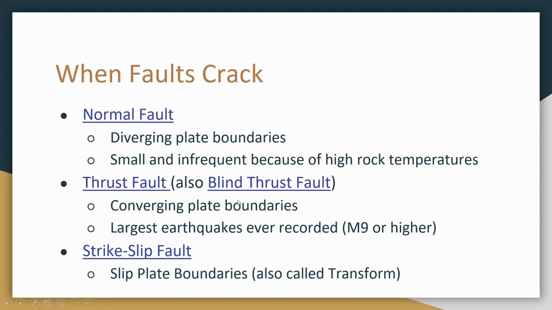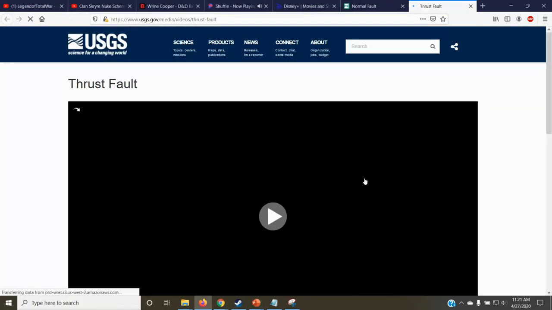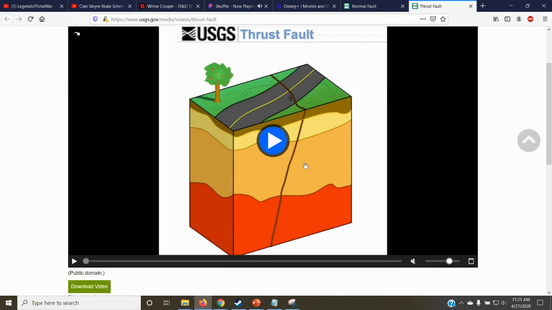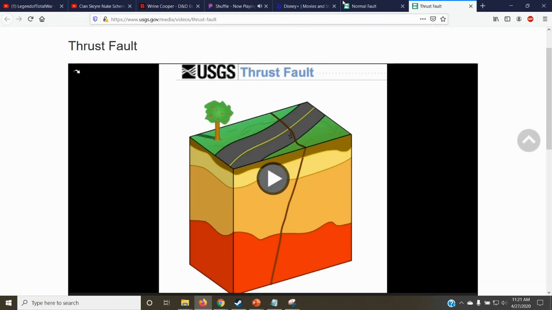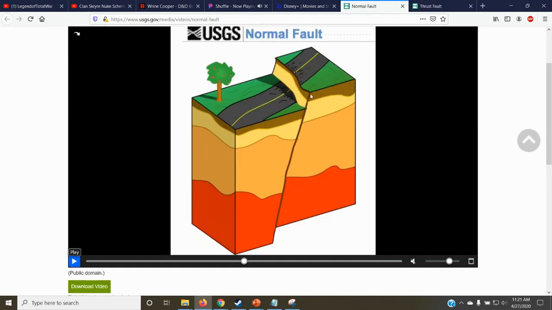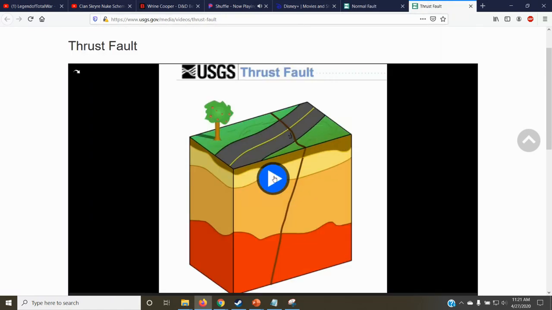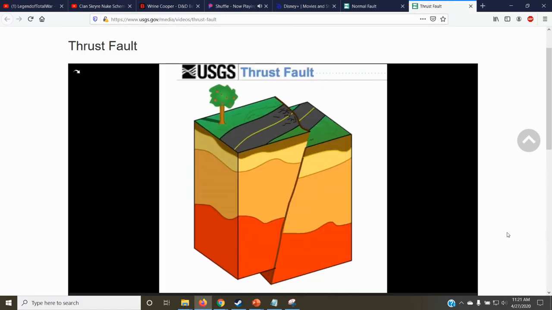Well, at converging plate boundaries, the opposite is true. So you've got old, hard, cold crust, and this is what happens in what are called thrust faults, where instead of moving away from each other as in a normal fault, in a thrust fault they're crushed together, and one part of rock is thrust upward relative to the other.